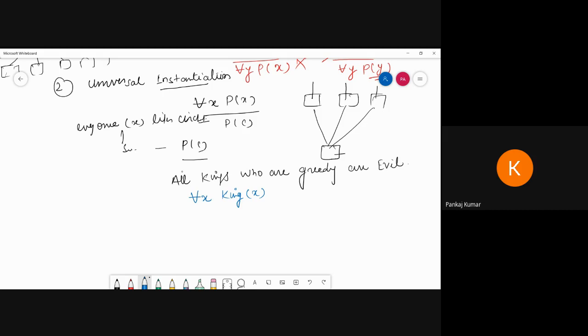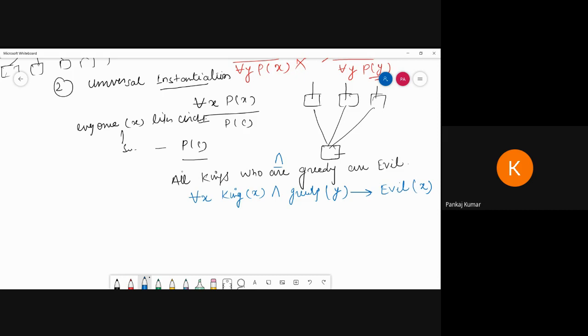That means here we can use a conjunction, because greedy and king both. So we write Greedy(x), and greedy is another quantity, so I can put y, and an implication, which is true when evil. Who is the evil? The king is the evil. So I am writing Evil(x). This is the way we have to write first order logic. When a sentence is given, this is how we define the first order logic.